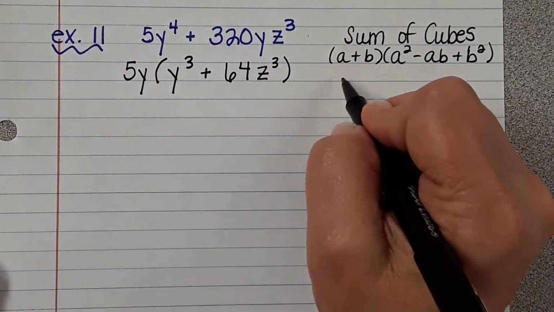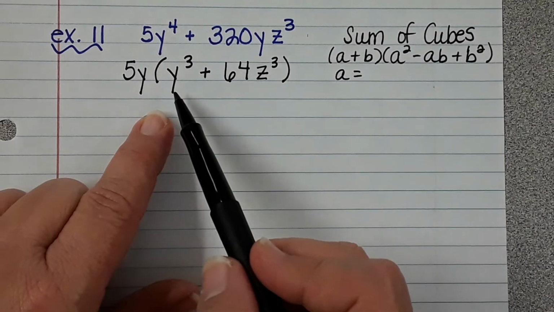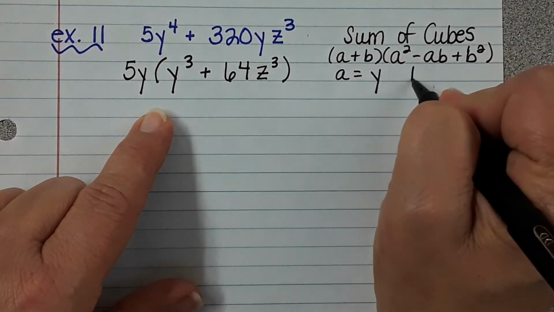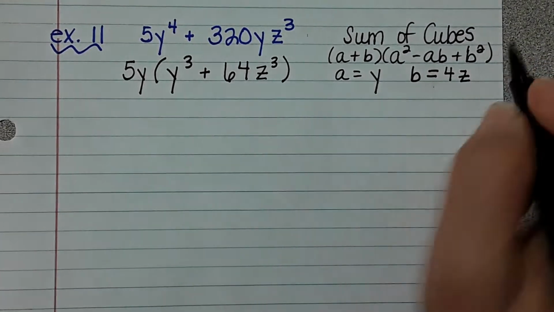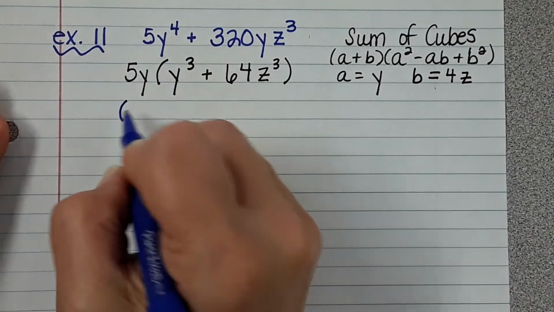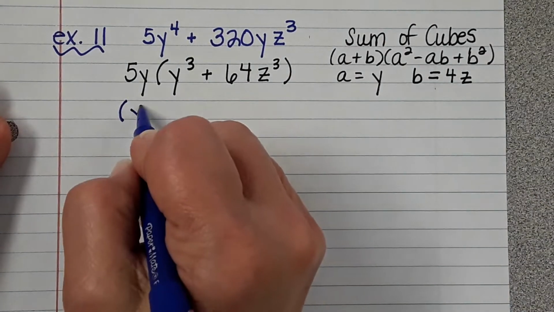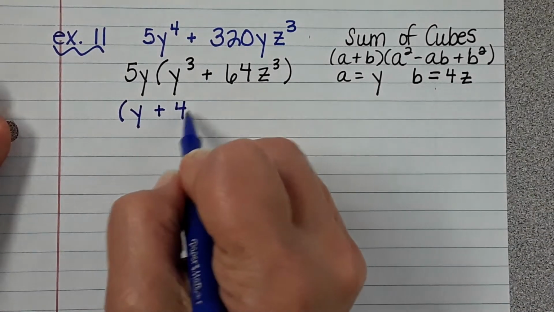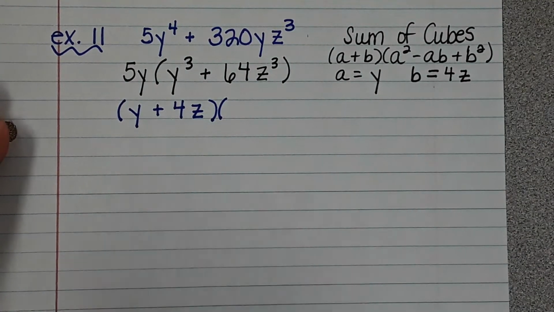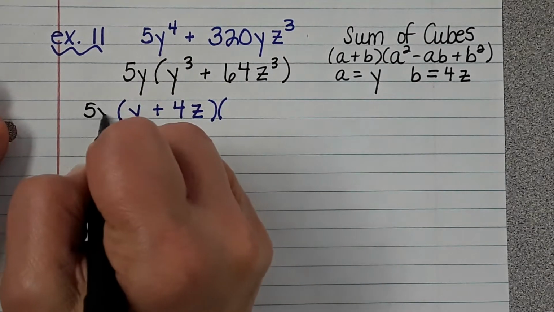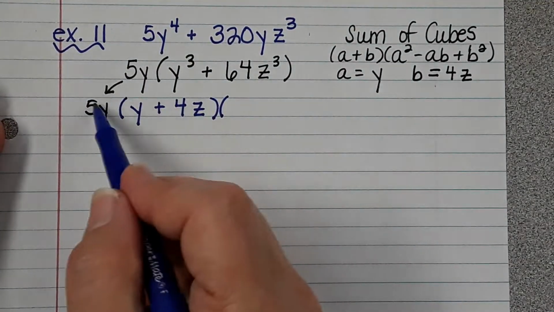Okay, so the next thing is what is my A? Remember, A always goes with that first term. So what is the cube root of y to the 3rd? And then what is B? 4z. It is 4z. Okay, here we go. So it's going to be A plus B. So A is y, B is 4z. I forgot this 5y. Make sure that you put the 5y there. I apologize, I didn't bring down the GCF.